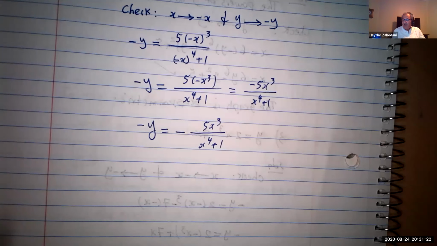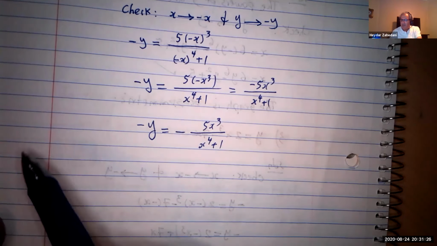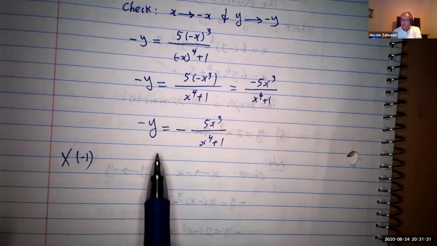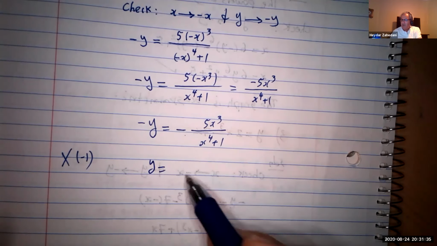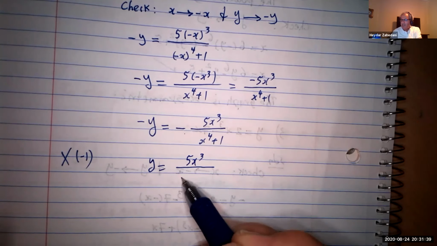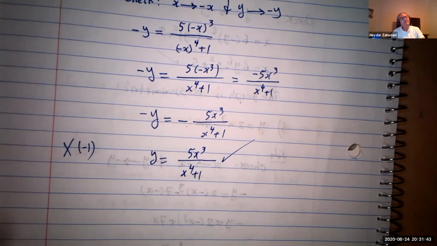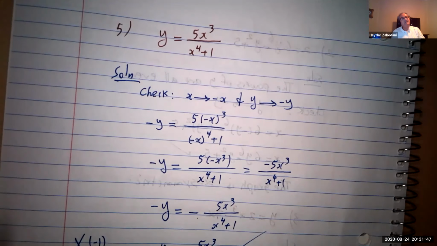To solve for y, multiply both sides by negative 1 again. If you times it by negative 1, negative negative would be positive, and the negative negative would be positive. So that gives you 5x cubed plus x to the fourth plus 1, which is the original. That takes you back to the original function.